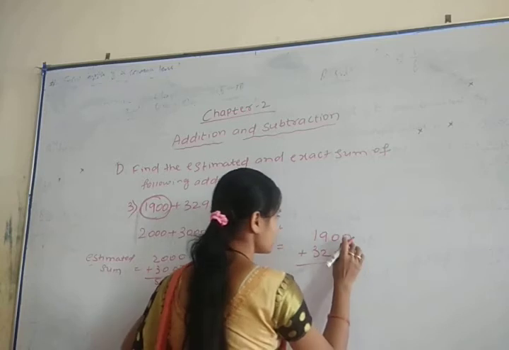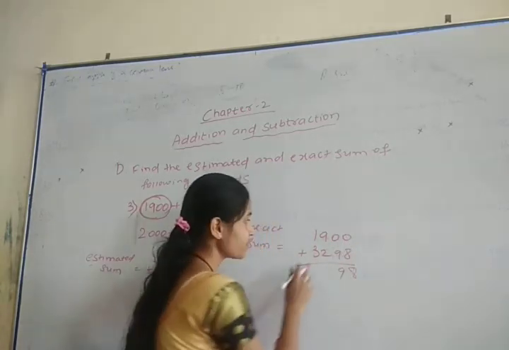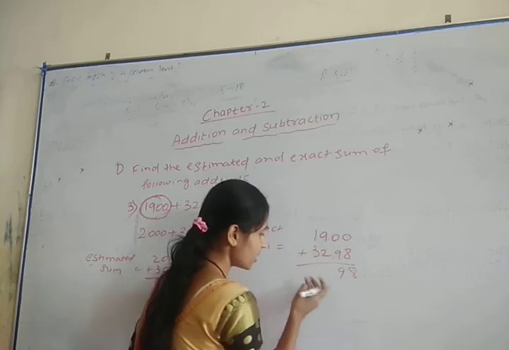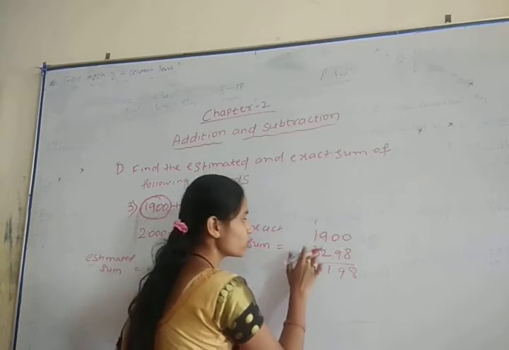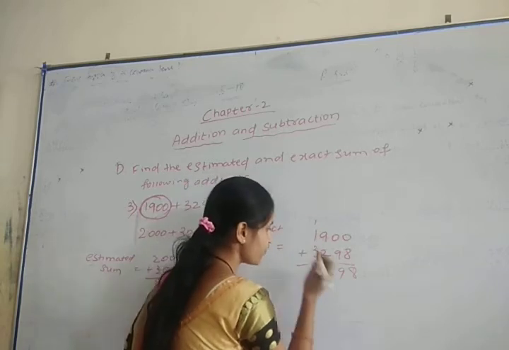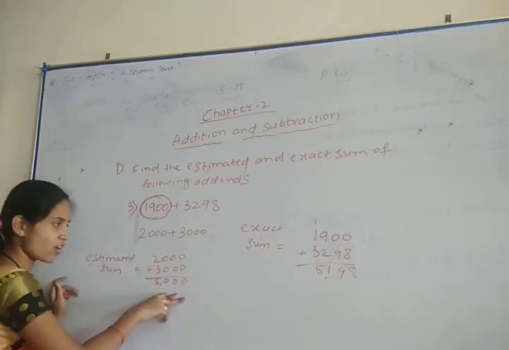Add these two. 0 plus 8 is 0 only. 0 plus 9 is 9 only. 9 plus 2 is 10, 11. 11. Take one as a carry. Now 1 plus 1 is 2. 2 plus 3 is 5. So this is the exact sum and the estimated sum is 5000.